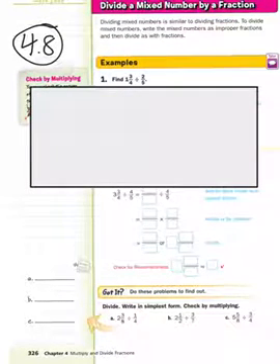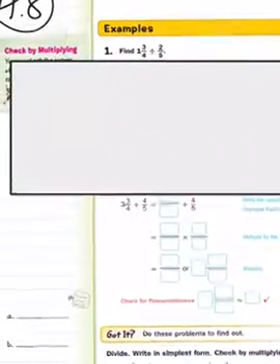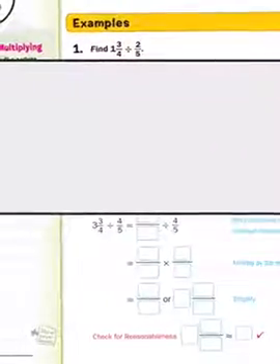All right, it's time for the video lesson for 4.8, and today you're going to learn how to divide mixed numbers. And we're going to start with example 1. Example 1 says find 1 3/4 divided by 2/5.